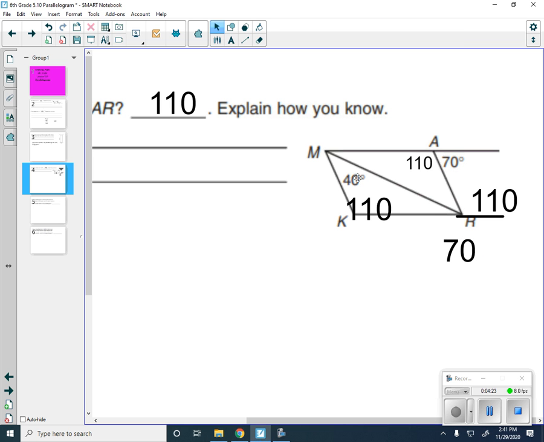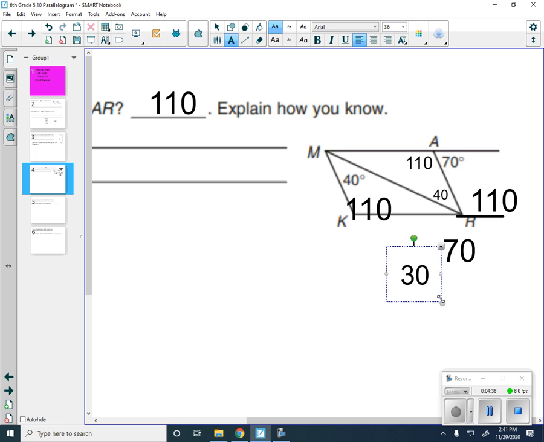But I have a 40 here, and if I were to kind of flip these triangles, that means I'd have a 40 right there. So I'm going to go ahead and put a 40 right there. And what I know is a 40 plus a 30 equals 70. I love these problems. And if that's a 30, that means I have a 30 up here.